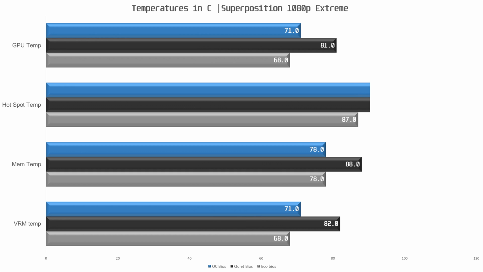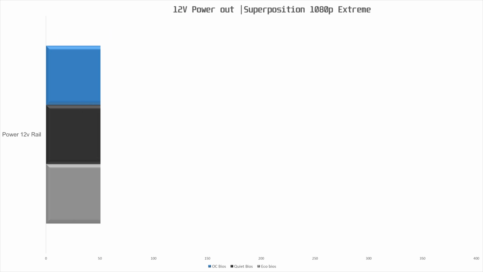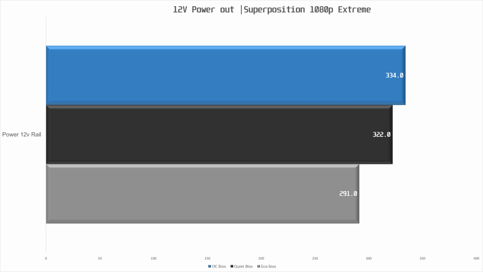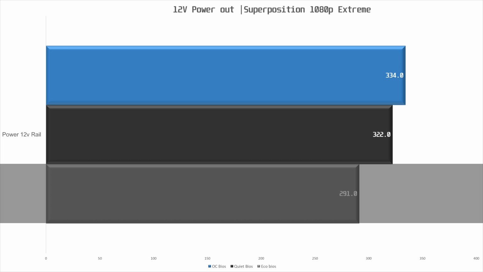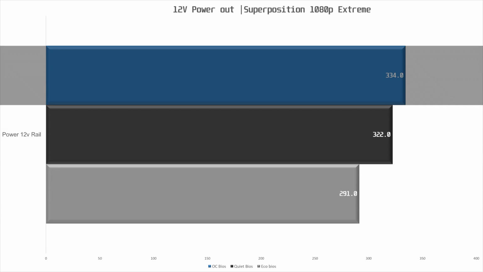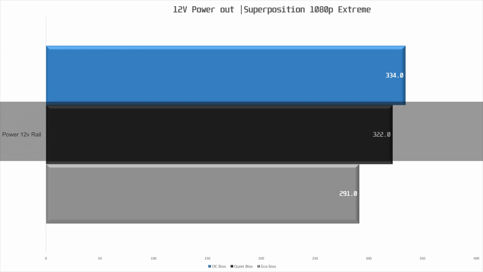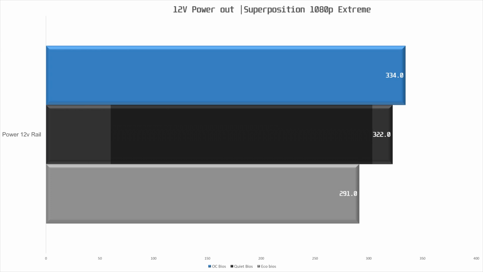Now let's look at power consumption. Power consumption was measured using a Corsair RM1000i power supply, and we're looking at the power draw from the PSU at the 12 volt rail. While running Superposition, the power consumption using the new Eco BIOS was 291 watts. A massive 43 watts less than the OC BIOS and 31 watts less than the quiet BIOS.